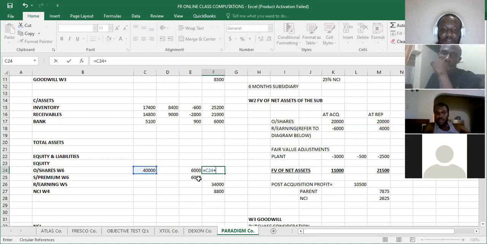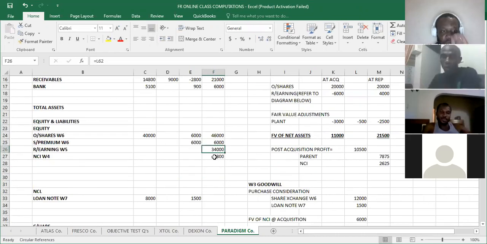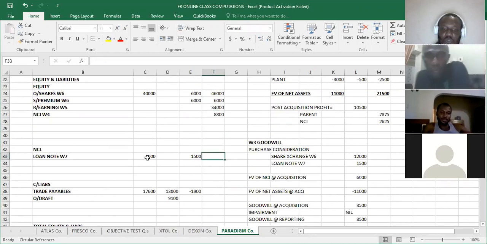So this one is equal to that. If you drag it, will this formula show? Yes, it will show. Okay, so next question when we're doing it, I'll drag it.